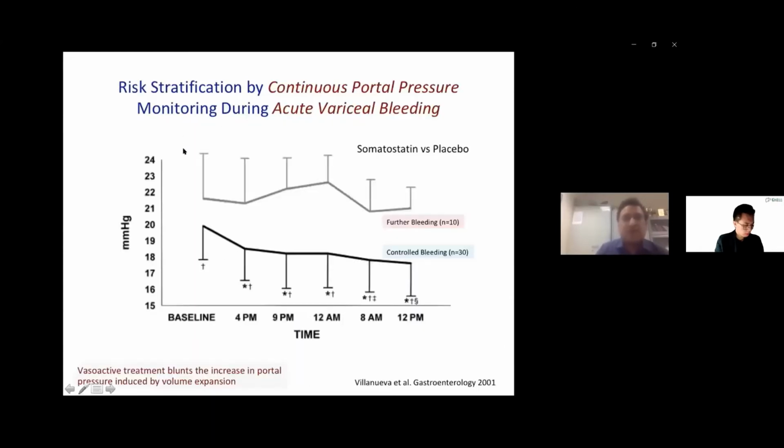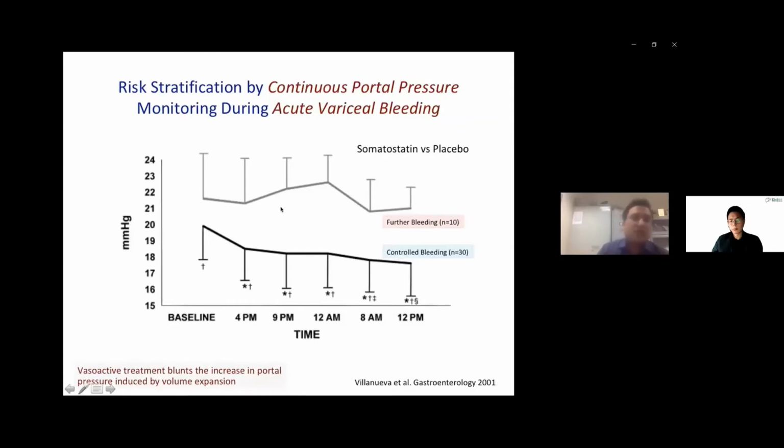During an episode of acute variceal bleed, we give somatostatin, terlipressin, and vasoactive agents, which not only reduce the HVPG by splanchnic vasoconstriction, but also blunt the increase in portal pressure induced by volume expansion, like the use of excessive fluids or blood transfusions. This was seen in a previous study: if we monitor the HVPG continuously in these patients and they reduce the pressures within 48 hours, then these patients tend to have controlled bleeding.